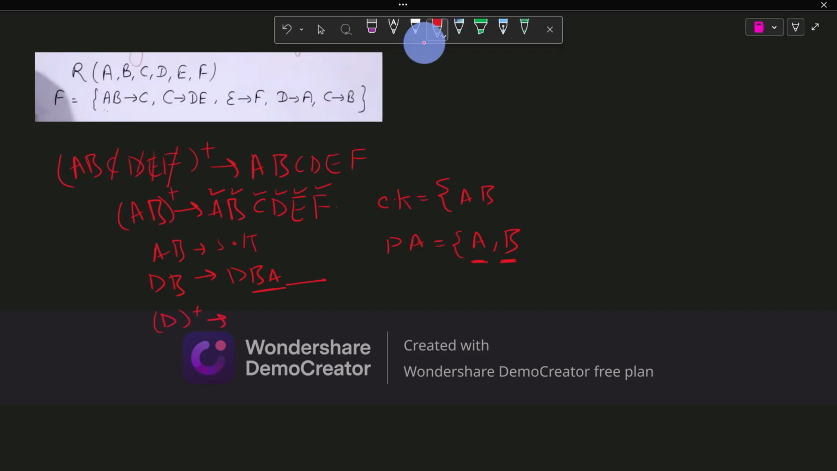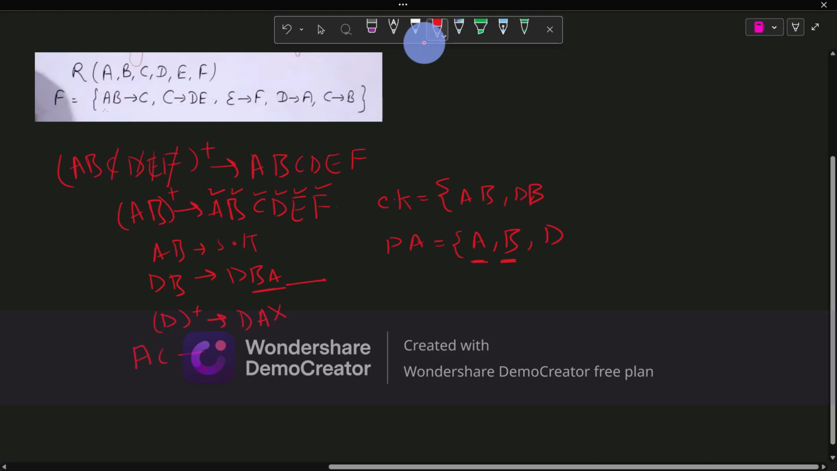So with D, we can determine D, of course. We can also determine A. With A we cannot determine anything. So D is not a super key. Therefore DB is also a candidate key, and D is also a prime attribute. Now we have replaced A with D. Now let's try to replace B with C.